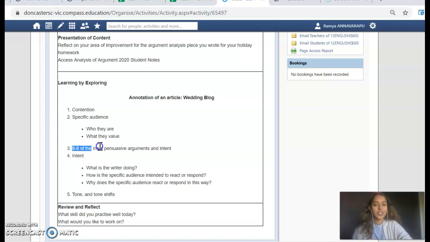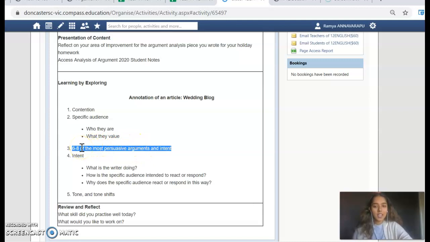Then what you want to do is find 6 to 8 of the most persuasive arguments or pieces of language where you're thinking to yourself, oh, I see what the author has done here. He's trying to make us feel bad, or she's trying to make us feel like it's really urgent and we need to do something right now. So that's what we want to highlight.